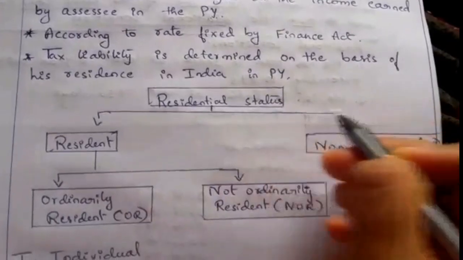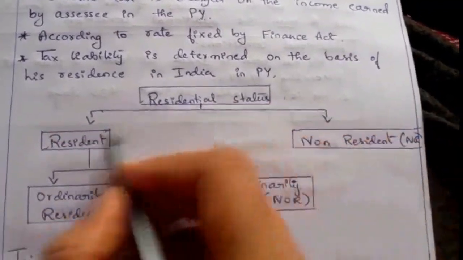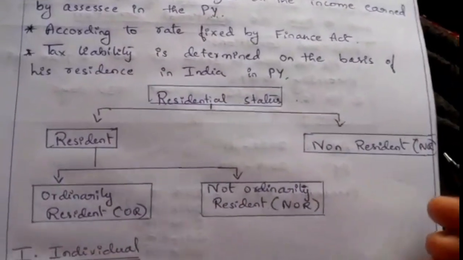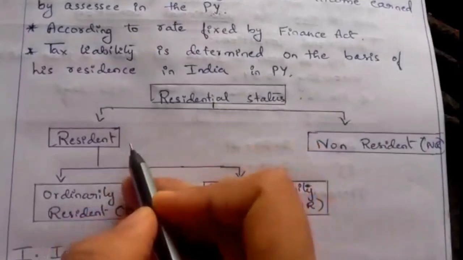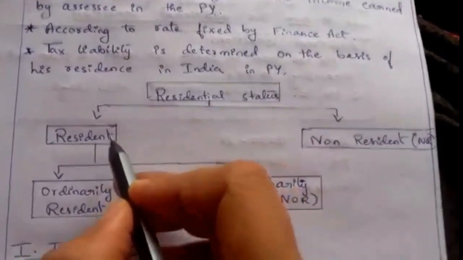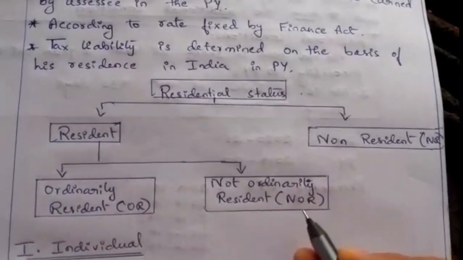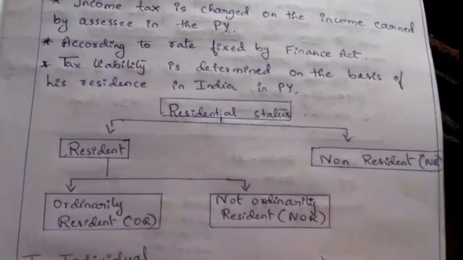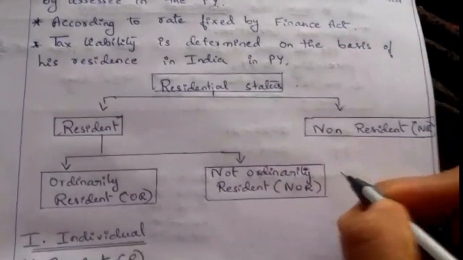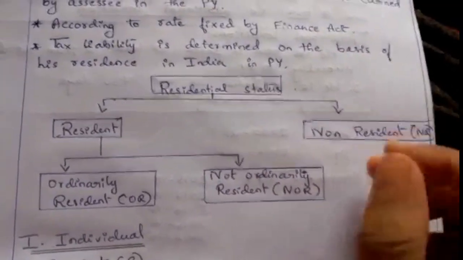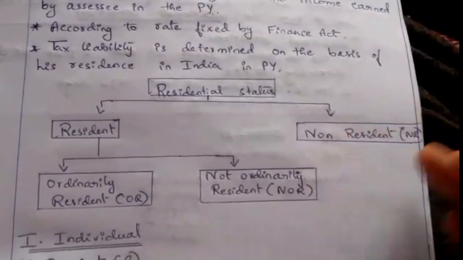The residential status of an assessee is divided into two: resident and non-resident. If an assessee is treated as a resident, then again it is divided into two: ordinary resident and not ordinary resident. This residential status need not be the same for each year. It will differ every year.